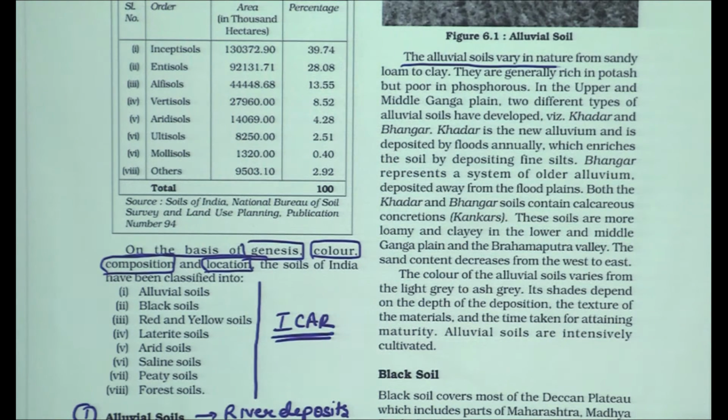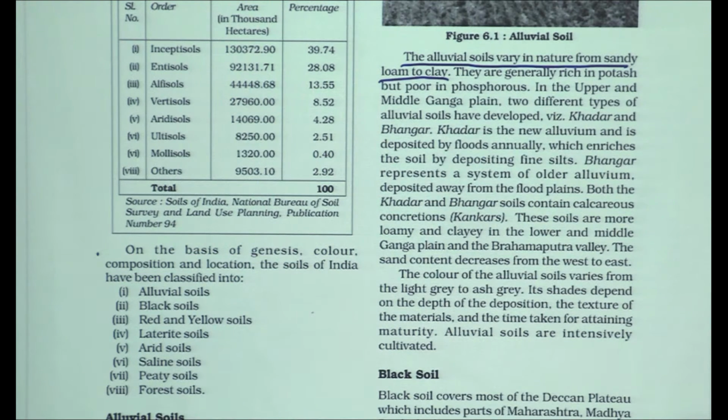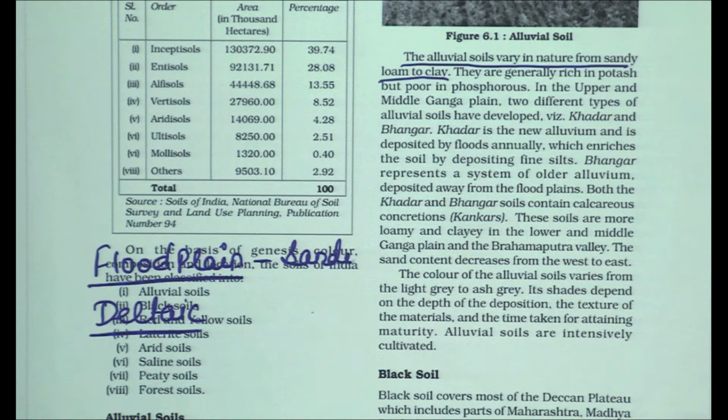The alluvial soil varies in nature from sandy loam to clay. Sandy loam to clay. That means I am including all the textures. And how exactly do we demarcate them? We demarcate them on the basis of, if I am floodplain soil versus I am deltaic soil, I think it comes clear. Which type of texture will I be having? Sandy. And here which type of texture will be there? Clay. So, the east coast plain will largely have clay textured soil. So, that is the statement. They are generally rich in potash but poor in phosphorus.